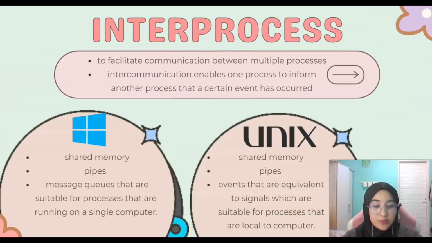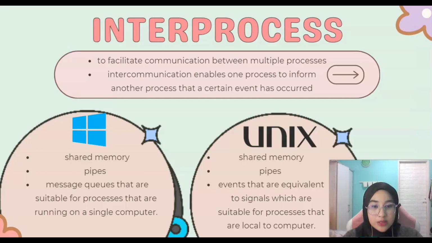Now, I will explain the differences between Unix and Windows in terms of inter-process communication. In general, the operating system typically provides a form of mechanism called inter-process communication. This mechanism's primary objective is to facilitate communication between multiple processes. In short, intercommunication enables one process to inform another process that a certain event has occurred. The differences between Unix and Windows in terms of inter-process communication include its characteristics.